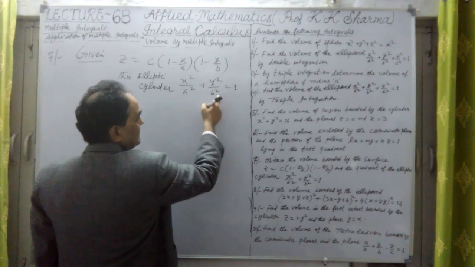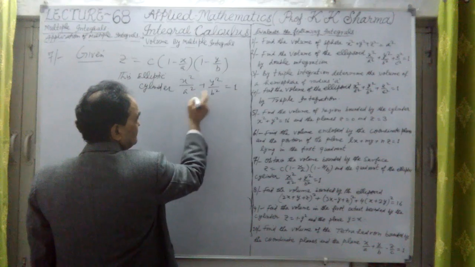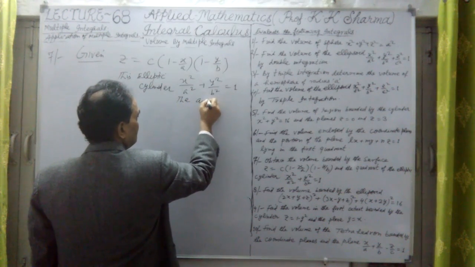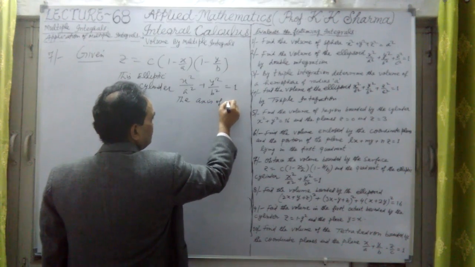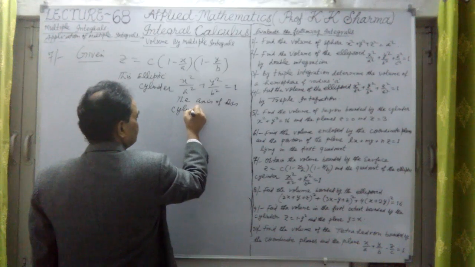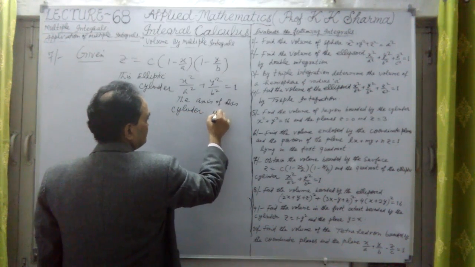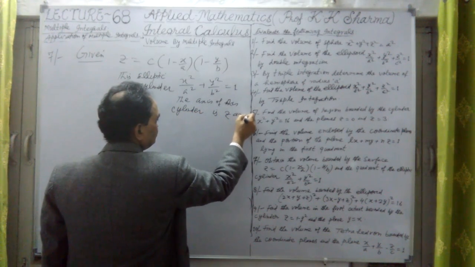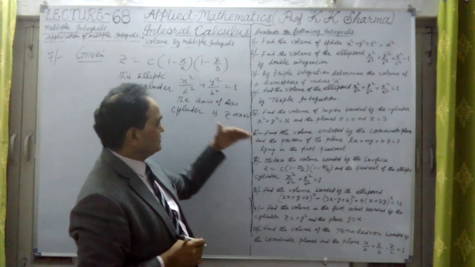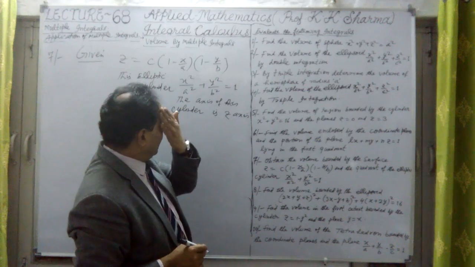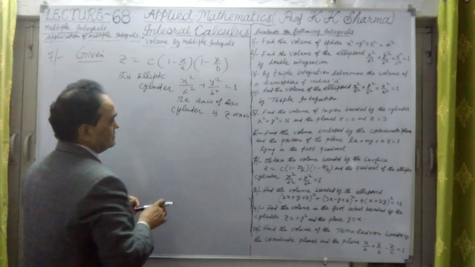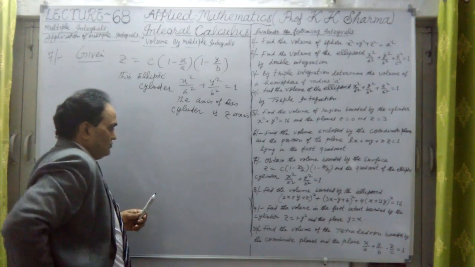Now the axis of this cylinder is the z axis, because the axis of this cylinder is the z axis. This is symmetric about the z axis here. The z axis is the axis of this, right?